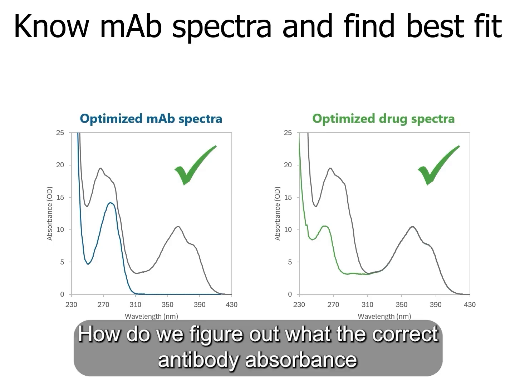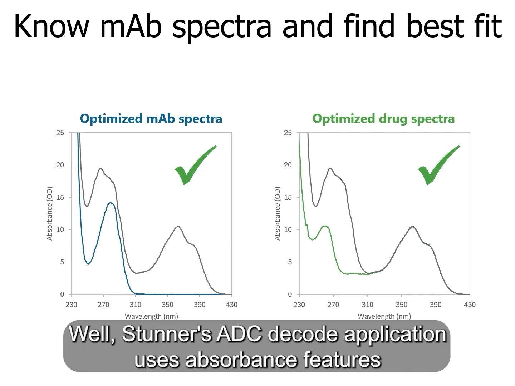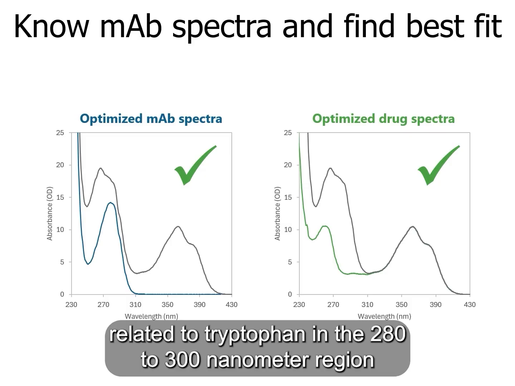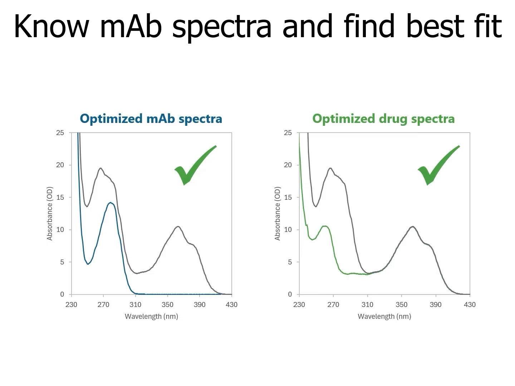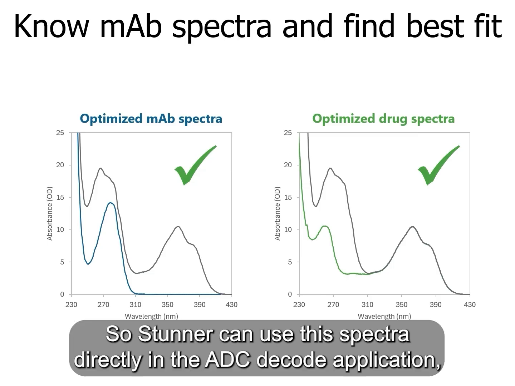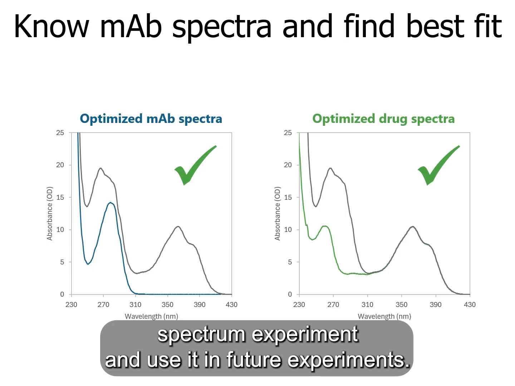How do we figure out what the correct antibody absorbance is within that range of possibilities it could take? Well, Stunner's ADC decode application uses absorbance features related to tryptophan in the 280 to 300 nanometer region to determine the optimal fit and optimal antibody concentration. So Stunner can use this spectra directly in the ADC decode application. Or you can save the drug linker spectra through a simplified store spectrum experiment and use it in future experiments.